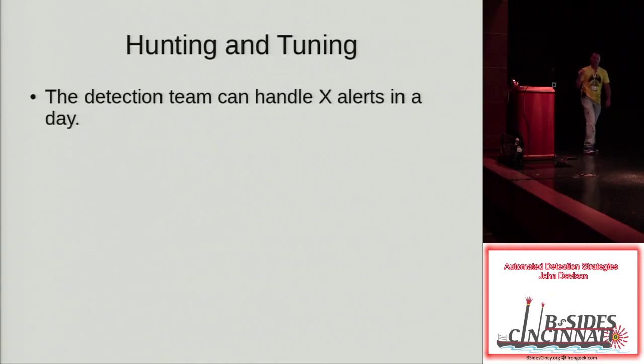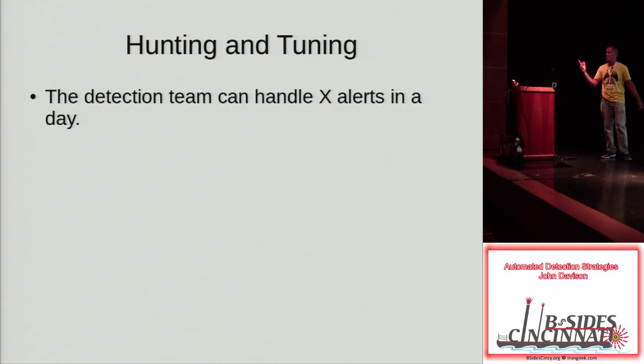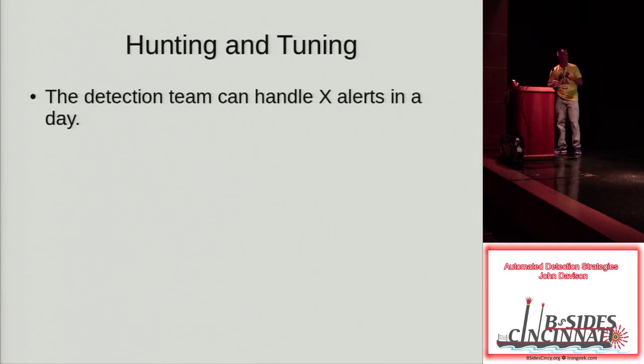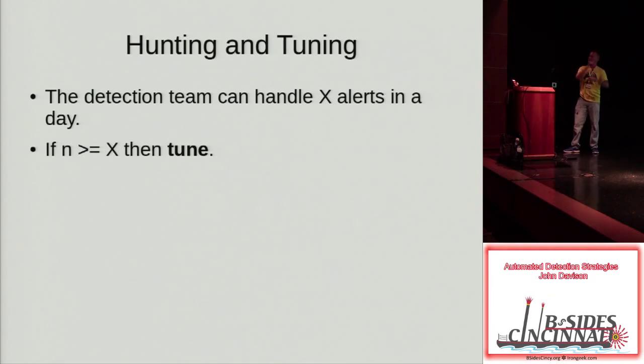Your detection team, if it is a team, maybe it's just one person, can handle X number of alerts in a given day or week or whatever time frame you want to talk about. I want to do a visual here with my hands. Say that's one alert, two alerts, like X alerts, right? This is how many alerts your team can handle during a given day. If the number of alerts that get generated by your tools is larger than what your team can handle, then you absolutely need to tune it down, right? And get that below what their threshold is or at.